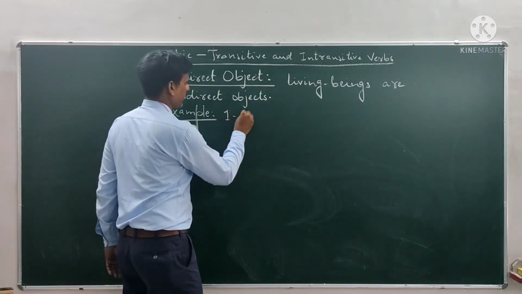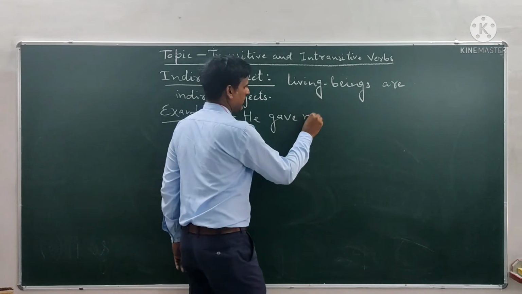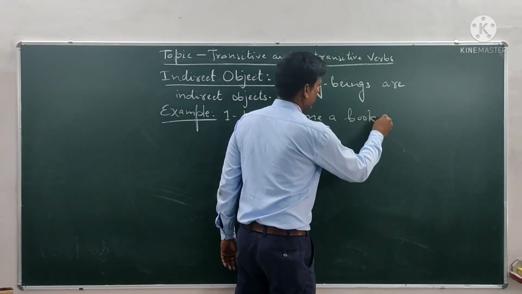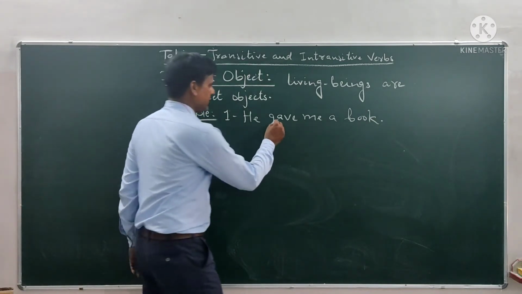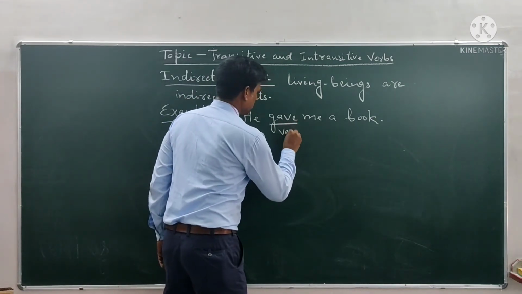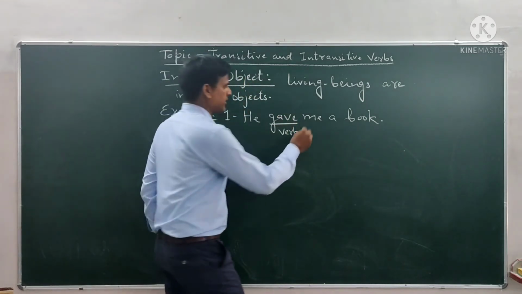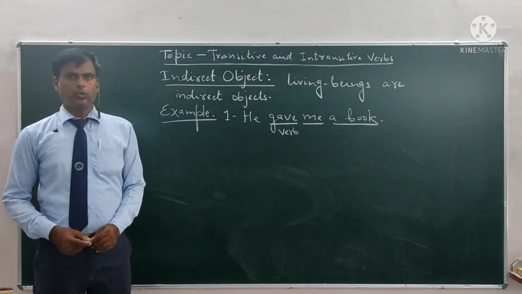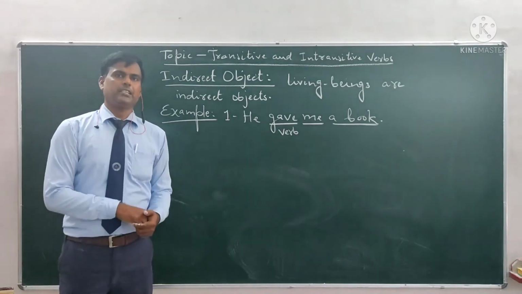Number one, he gave me a book. Now, in this sentence, give is the verb. And here are two objects. One is me and one is book. So one is direct object and one is indirect object.